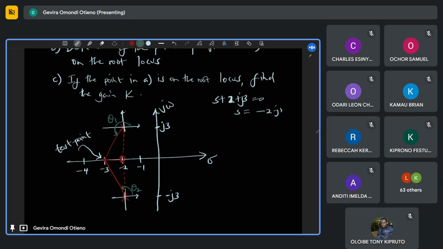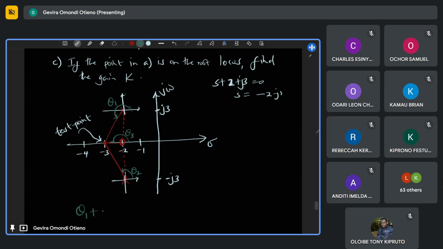And of course, you can see this one is easy, because if I'm measuring again from the real axis to the test point, it's actually 180 degrees. Let me just call it θ3. It's just 180 degrees, because you're measuring from the real axis, and since the zero is already on the real axis, the angle is measured straight to where the test point is. So our test is, we hope that θ1 plus θ2 plus θ3 should give us 180 degrees, or an odd multiple of 180 degrees. Please remember, the zeros are added, the poles are subtracted.